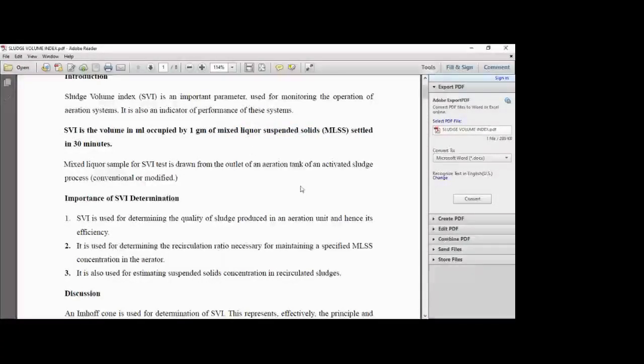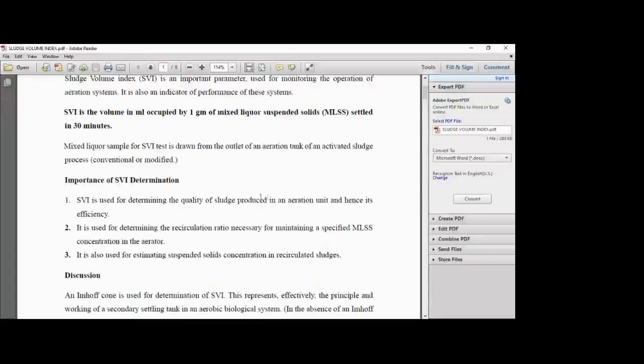In due course of time, we are also going to see what the main function of the aeration tank is, and on that you will understand why it is named mixed liquor suspended solids. So what is the importance of SVI determination? SVI is used for determining the quality of the sludge produced in an aeration unit and hence its efficiency.